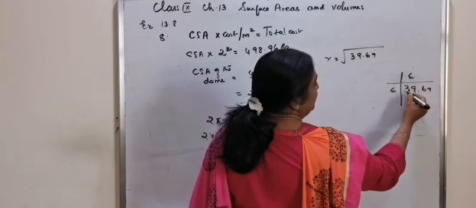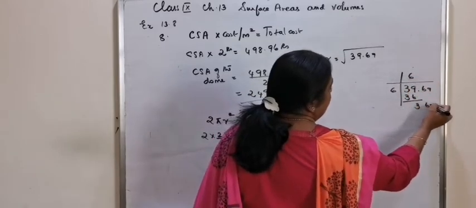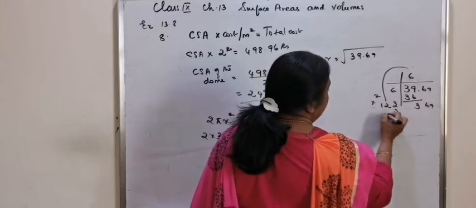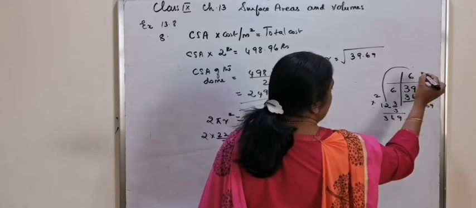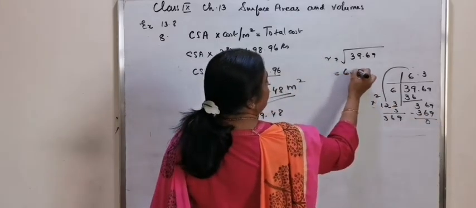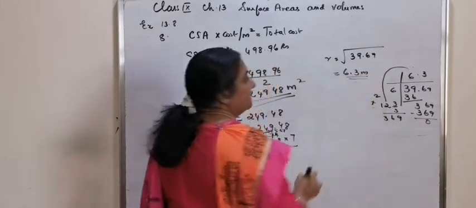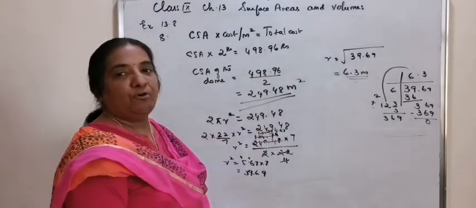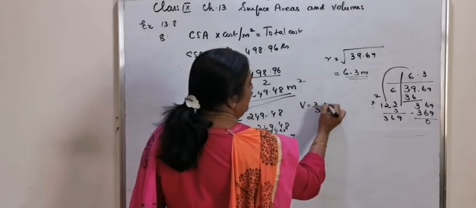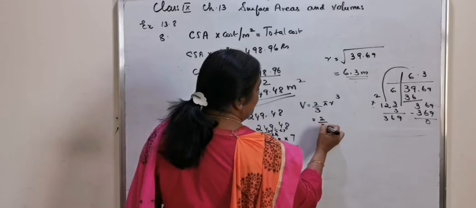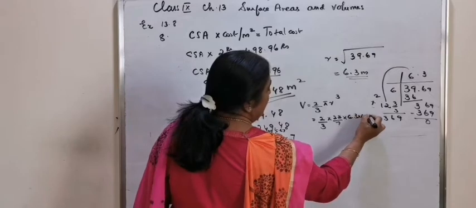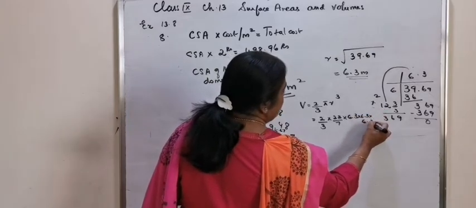The perfect square close to 39 is 36. Double of 6 into 2 is 12, 2 3s are 6, 3 3s are 9, so it is 6.3 meter. Now you can calculate the volume of air inside this hemispherical dome as volume is equal to 2 by 3 pi r cubed, 2 by 3 into 22 by 7 into 6.3 into 6.3 into 6.3.